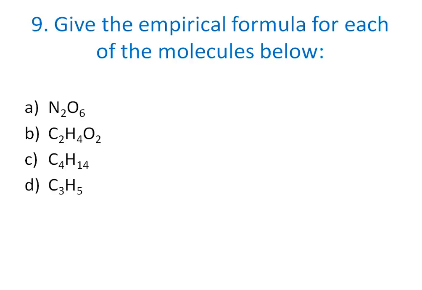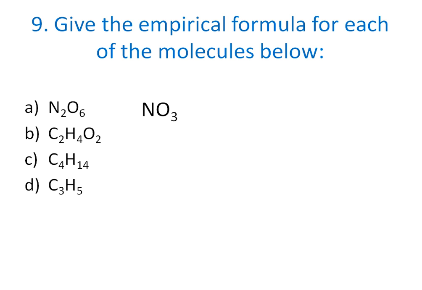Question 9. Give the empirical formula for each of the following below. N2O6, the empirical formula would be NO3, because we divide the subscripts by the lowest subscript, which is a 2, and that gives us an NO3.